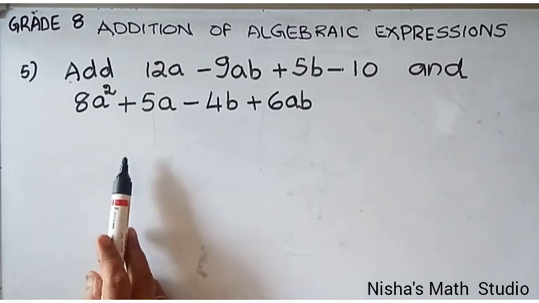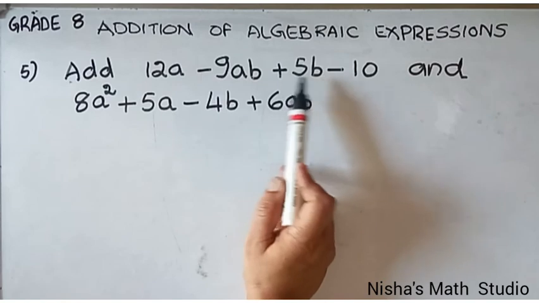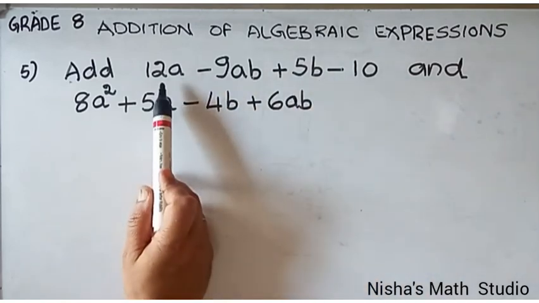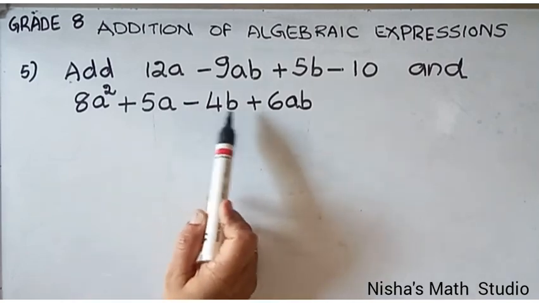Try adding this in your activity book. Add 12a minus 9ab plus 5b minus 10. This is one expression. And 8a square plus 5a minus 4b plus 6ab.